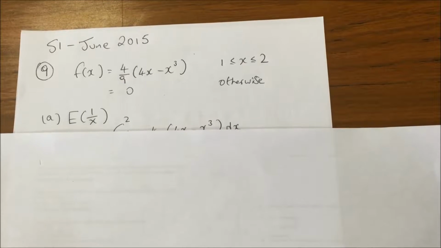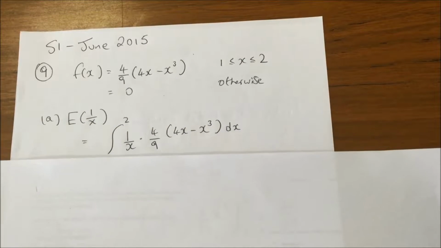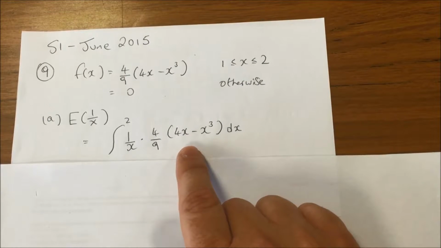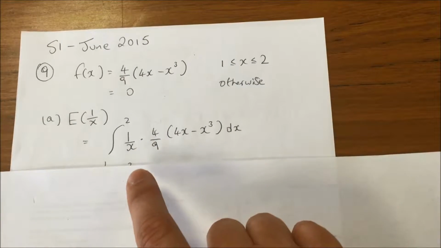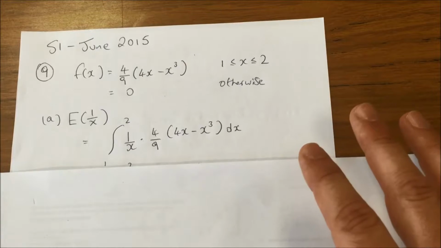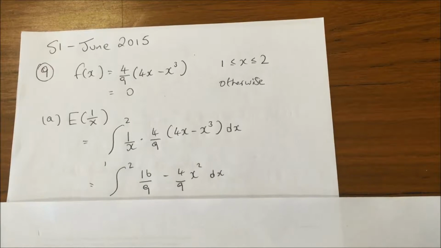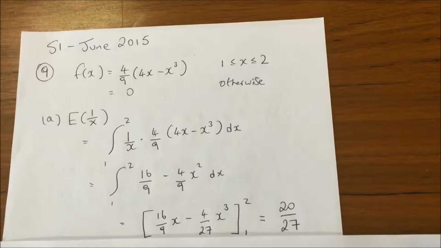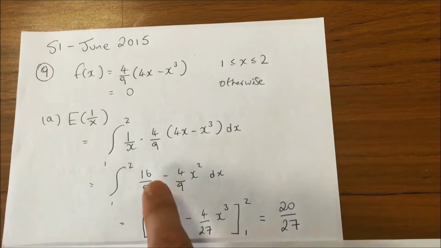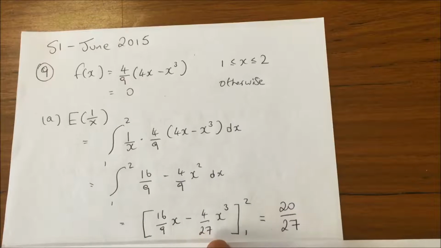So to get E of 1 over x, I do 1 over x times f of x between the two limits of 1 and 2. I simplify that first of all. I multiplied the brackets by 4/9 and by 1 over x to give me that expression. I now integrate it all to give me that. So 16 over 9 goes to there, 4/9 x squared goes to there, between 2 and 1, so it's a typical definite integral.